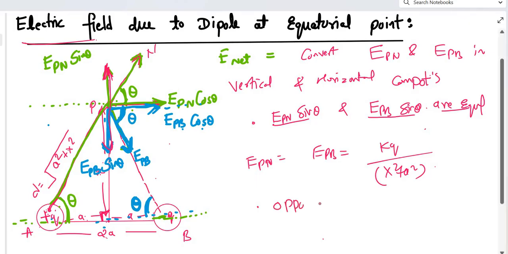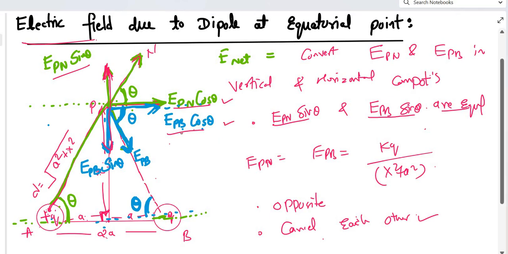And they are opposite. So what will happen? They will cancel each other. Correct? So we don't need to worry about vertical components. There will be only the horizontal components. The vertical components were equal and opposite, they cancel each other. Now we have to take care of the horizontal components.